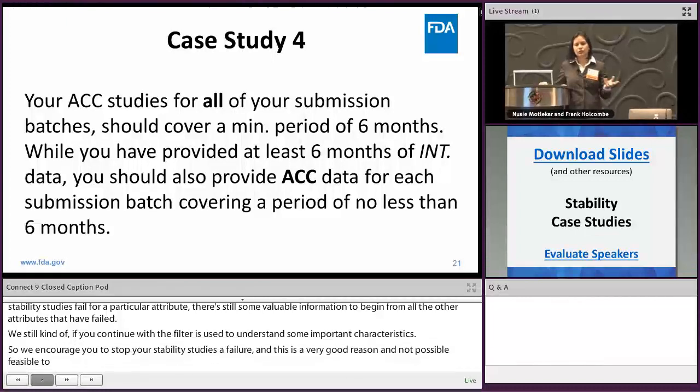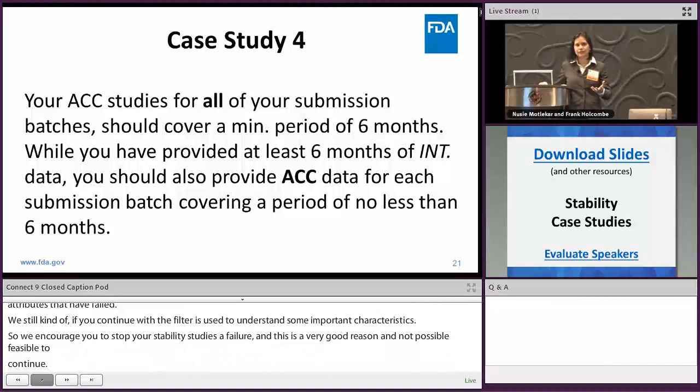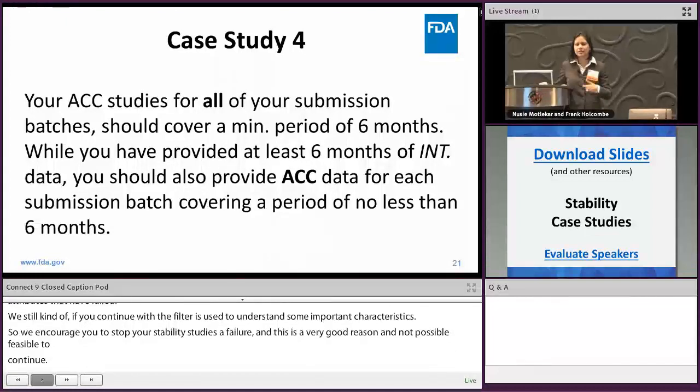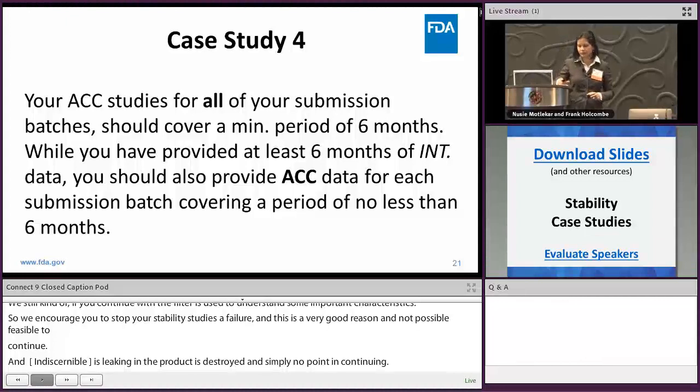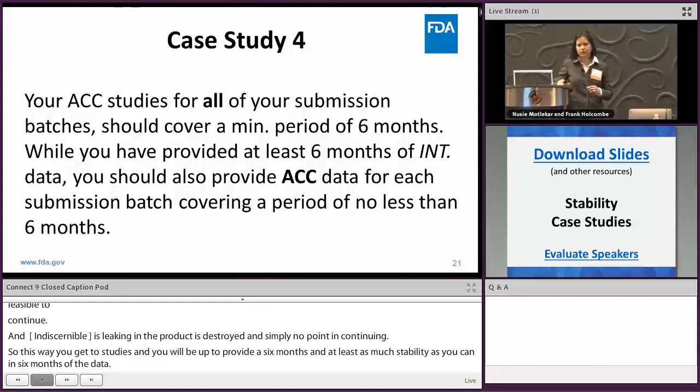So this way, if you continue your studies, you'll be able to provide at 6 months at least as much accelerated stability data as you can, along with your 6 months of intermediate stability data. I know this is a little difficult for some of you to digest, depending on your drug product, but that's basically the expectation for the minimum amount of accelerated stability data.